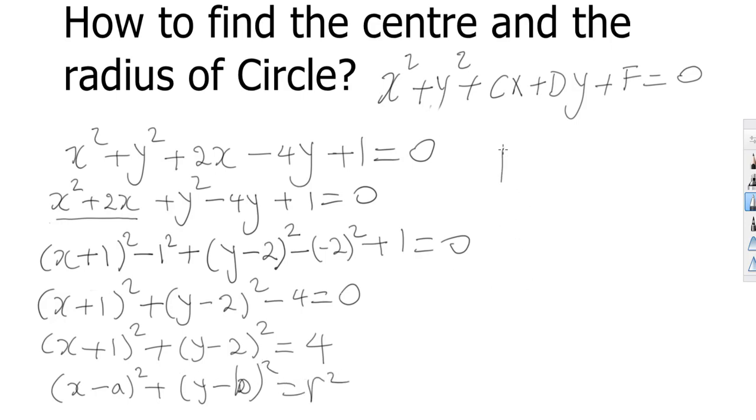So what will happen here? We have a center. Remember our a, because here positive, here negative, so a will be negative 1. Here negative, negative, b will be 2. So the radius squared, because this is the radius squared, is equal to 4. So our radius will be equal to 2.